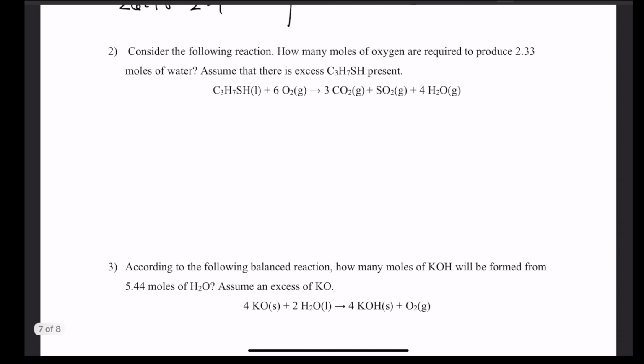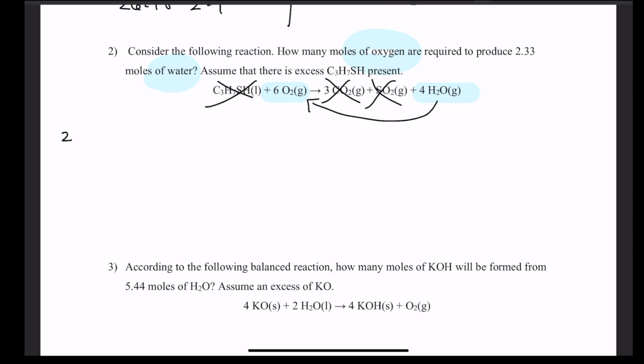Question number 2 says, consider the following reaction. How many moles of oxygen are required to produce 2.33 moles of water? We only consider oxygen and water, so we can cross out the other elements. The only focus is oxygen and water. Here we're going from product to reactant, so we're working backward, but it's still the same concept.